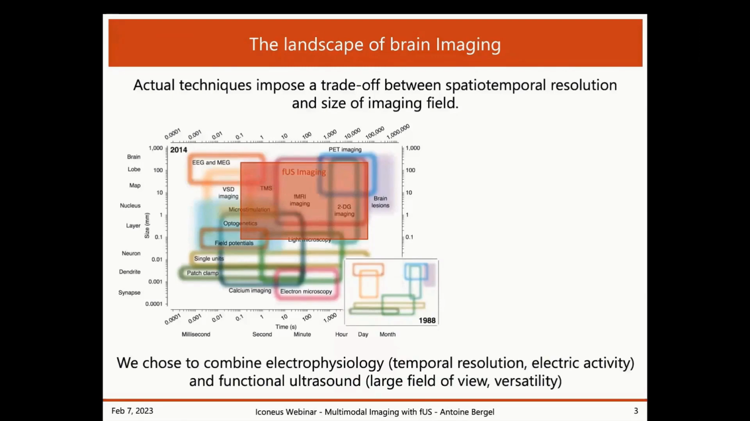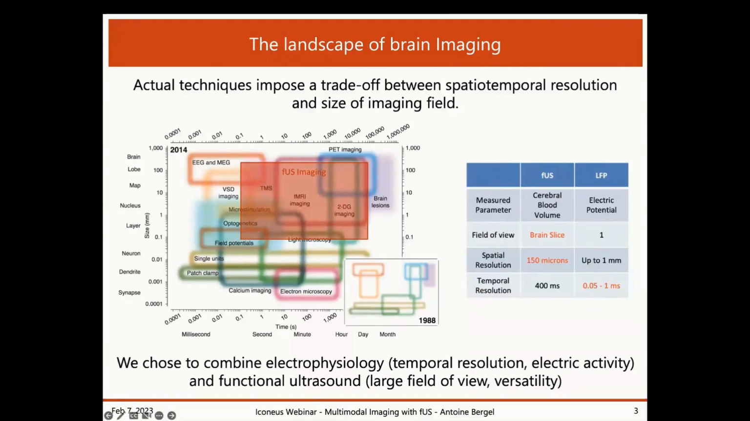So our approach was, okay, let's try to combine electrophysiology to get those brain rhythms, with the nice temporal resolution that it offers, and the large field of view and the versatility of functional ultrasound. When you get the two techniques working together, it's a super powerful approach. You'll be able to see blood volume on a full slice of the brain. The spatial resolution will be 100 to 150 microns. And with the LFP, the electrophysiology, you will have a super nice temporal resolution.